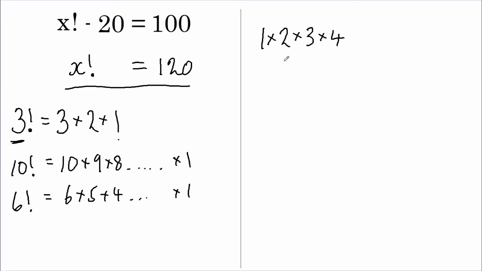So 1 times 2 is 2. 2 times 3 is 6. Then 6 times 4 is 24. So we're not there yet. Let's keep going. Times 5. 5 times 24 is 120. And that's what we were looking for. So x must equal 5.